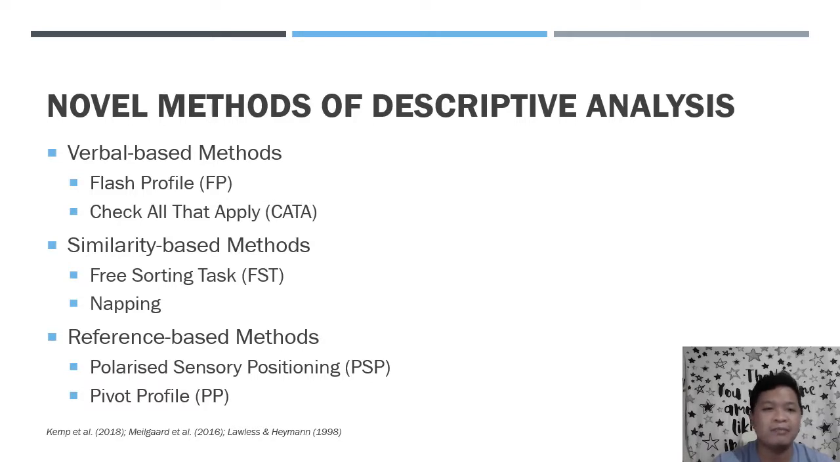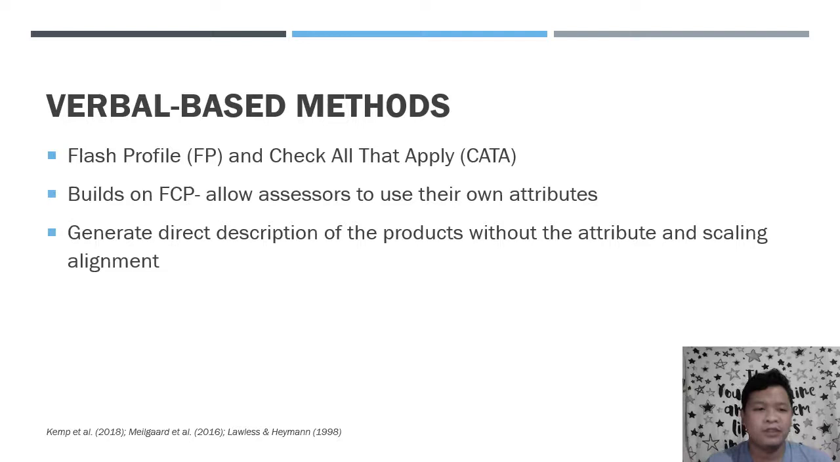But let's look at them. So first we have verbal-based methods like fast profiling and check all that apply, or CATA. These are built upon the free choice profiling, which allows the assessors to use their own attributes when assessing. Also, you generate a direct description of the products without the attribute and scaling alignment. Thus, mas mabilis siya in that regard.